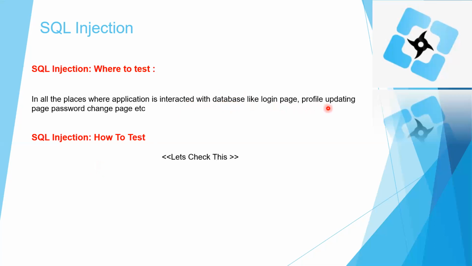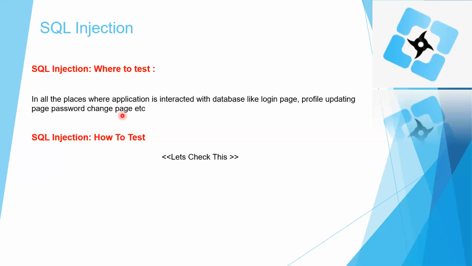Profile update page, password change page: the application will interact with the database. So any place where you see authentication, profile updation page, password change page, whenever you are creating, deleting, editing, updating, this kind of actions you are performing, in all these places the application will interact with the database. So those are the places we need to check for SQL injection vulnerability.